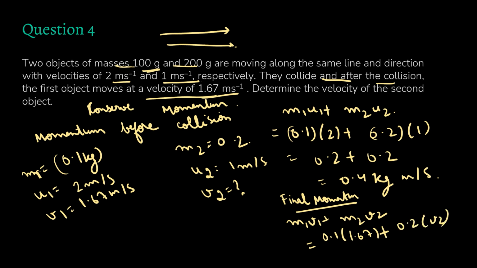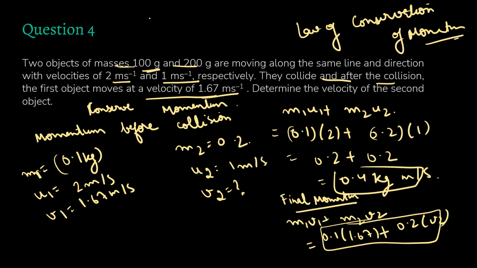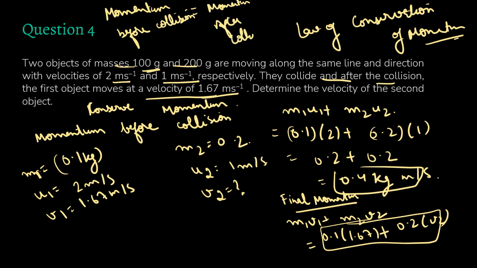Right. So this is your initial momentum. This is your final momentum. Now what are we supposed to do? We have to apply the law of conservation of momentum simply. Right. So we'll say that the 0.4 initial momentum is equal to the final momentum. So momentum before collision is equal to momentum after collision. Okay, we just have to equate this.